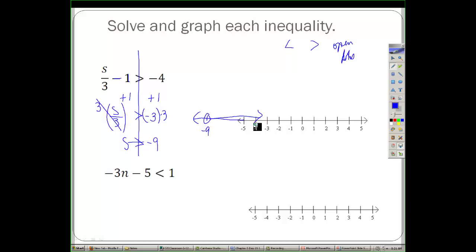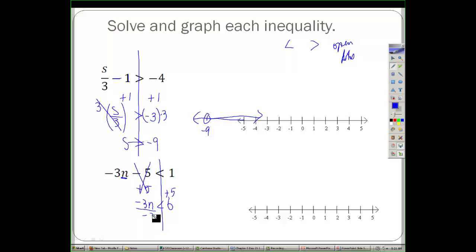So what I need to do is this. I need to add or subtract first to get rid of any numbers I can. I want to get n by itself. And I know if I add 5 to both sides, that will cancel out a -5. So I'm going to add 5 to both sides. I knew these were going to cancel out. That's why I added 5. So now I have -3n is less than 6. I'm almost there. The last thing I need to do is divide.